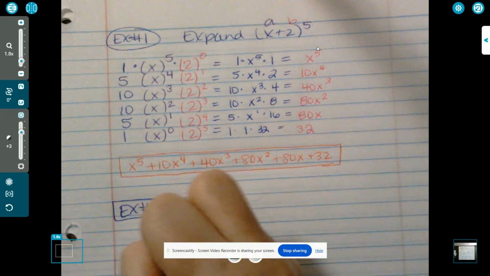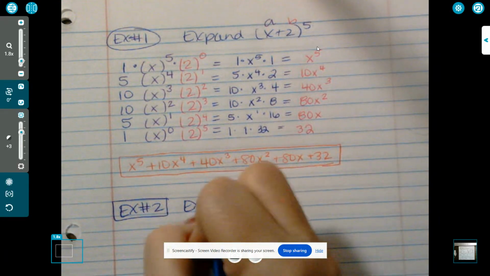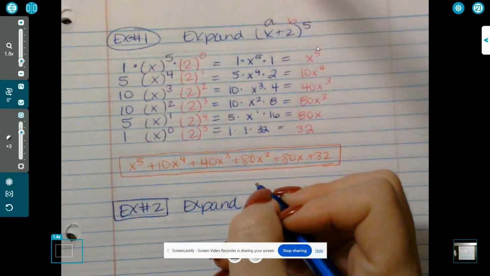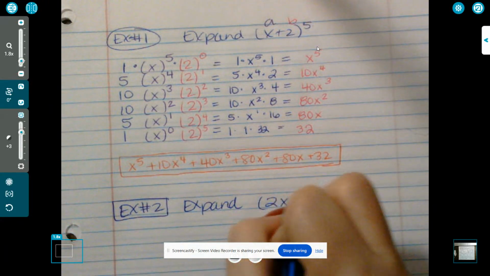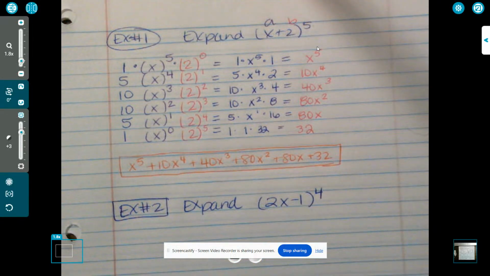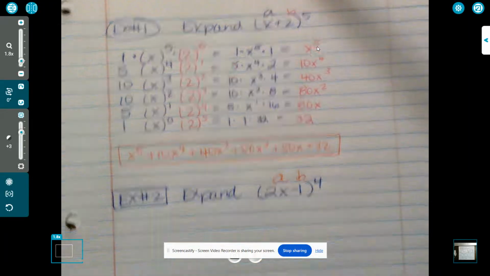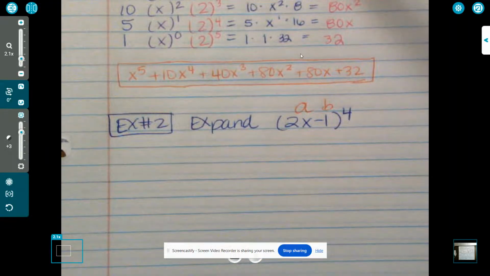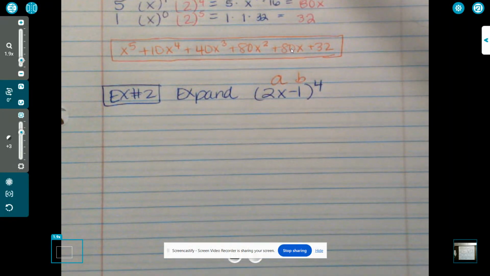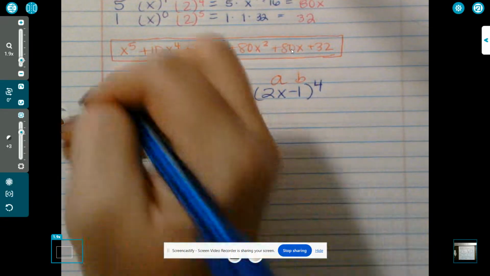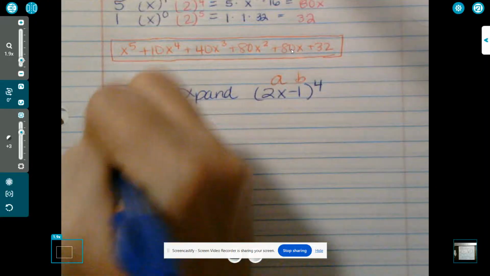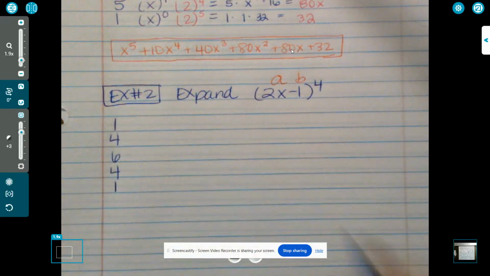All right. So here we are going to expand 2x minus 1 to the 4th. Okay, and again, we talked about our a here now is 2x, and our b is going to be negative 1. So just be mindful of that. All right, so this is example number 2. All right, so we're looking at row 4, which gives me the coefficients of 1, 4, 6, 4, 1.